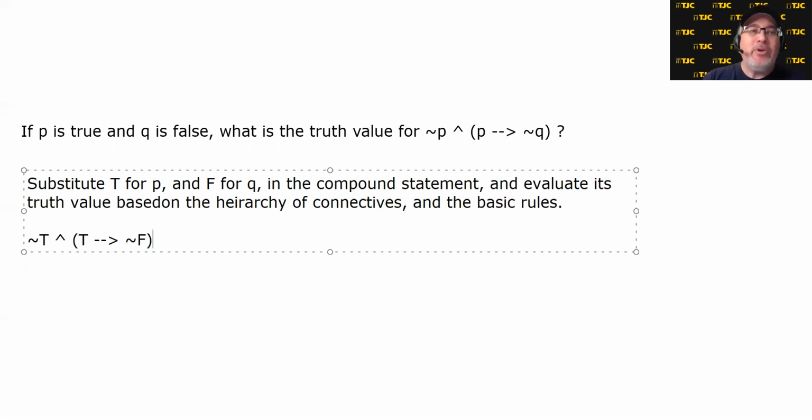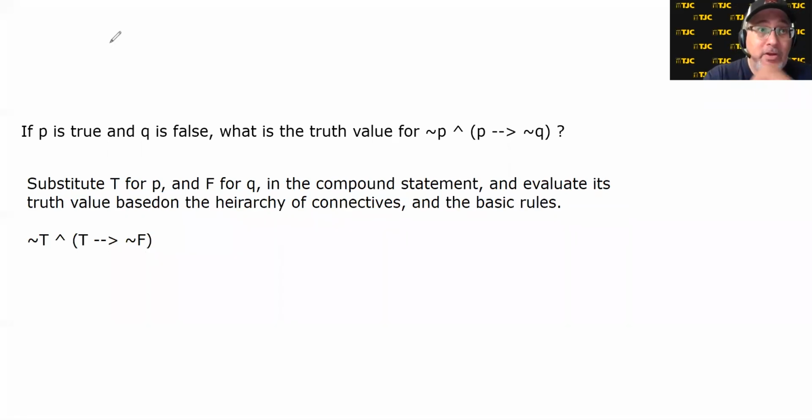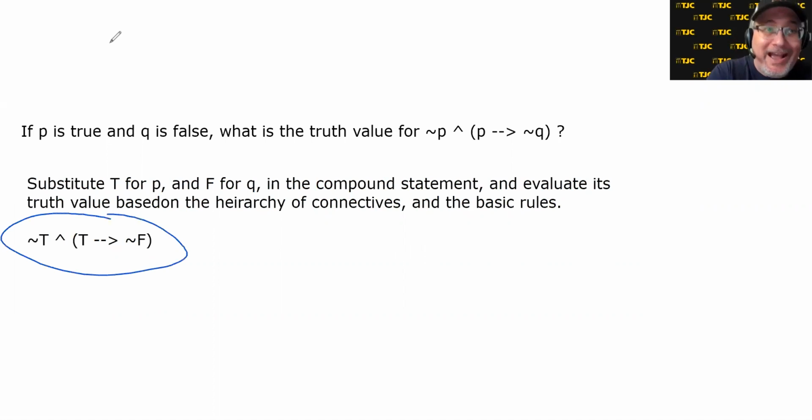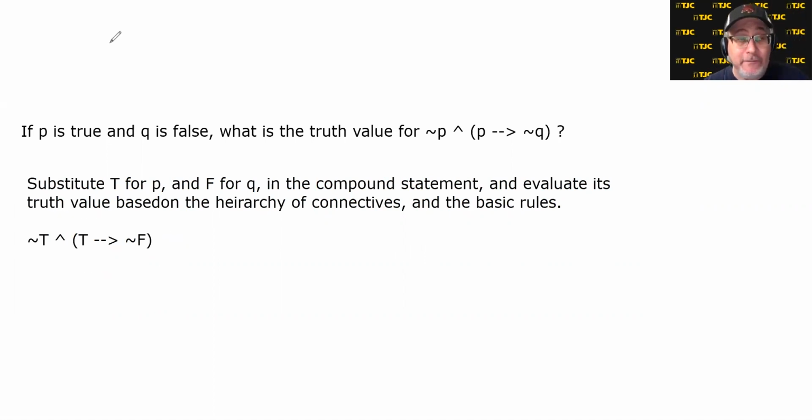Now, how do we evaluate this? Well, it's almost like an arithmetic problem. For example, if you had something like -5 plus 3 times -2, there is a correct order in which to do that. You would multiply and then you would add. But if we're doing something like this, there's a correct order in which to do it using the hierarchy of logical connectives. Just like when building a truth table, let's figure out what to do first.